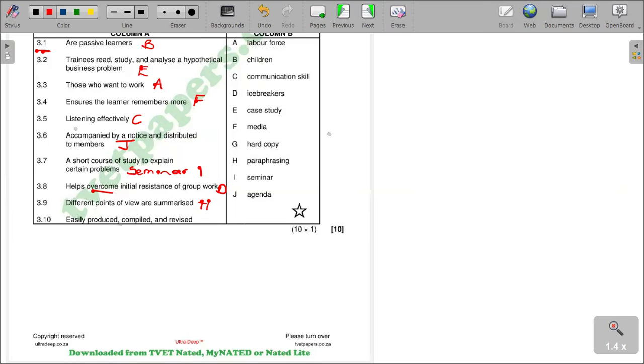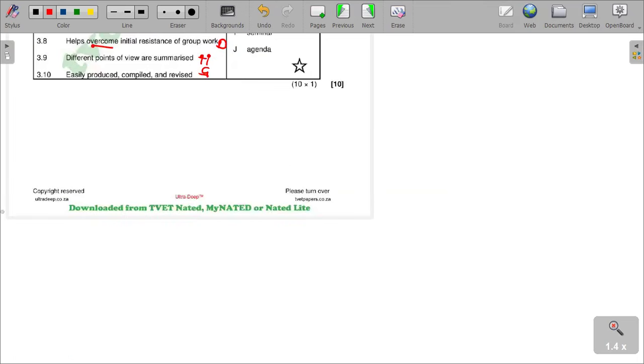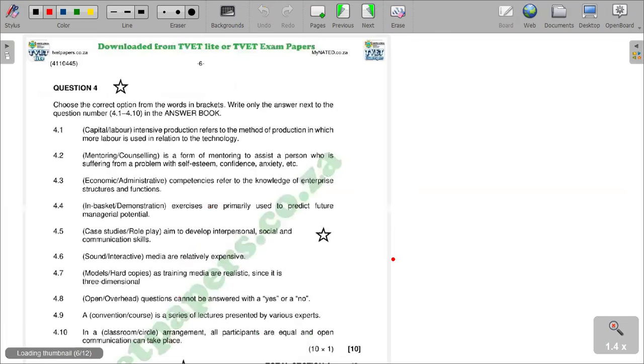Easily produced, compiled, and revised. That's what you call a hard copy, which is G. A hard copy can be easily produced, it can be compiled, and also revised. Right. Let's move on to question 4. Choose the correct option from the words in brackets. Write only the answer next to the question number. Right. So 4.1.